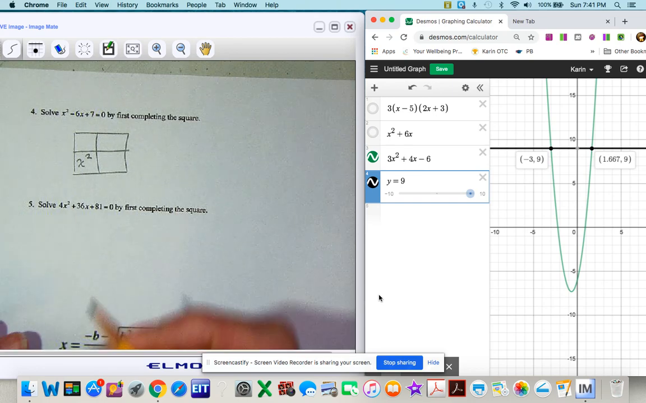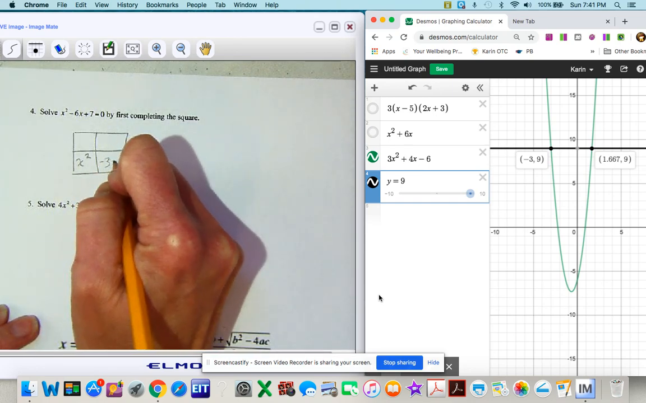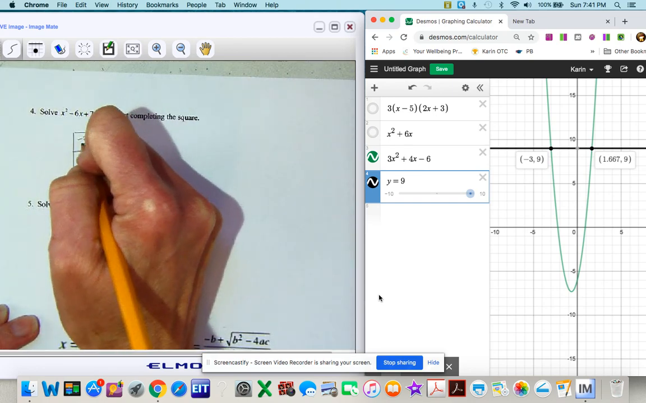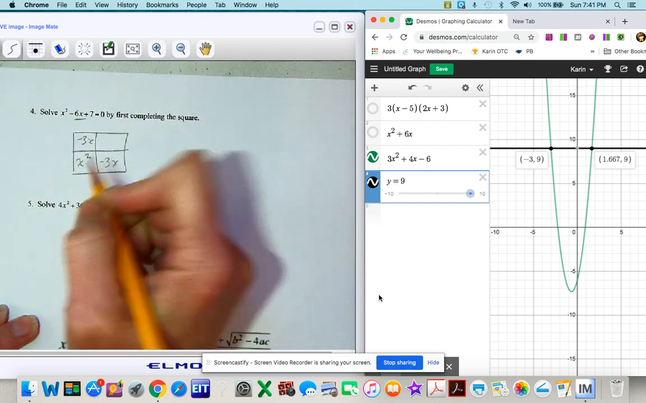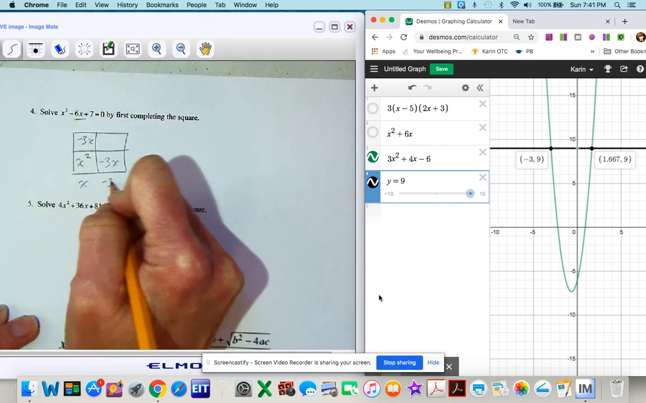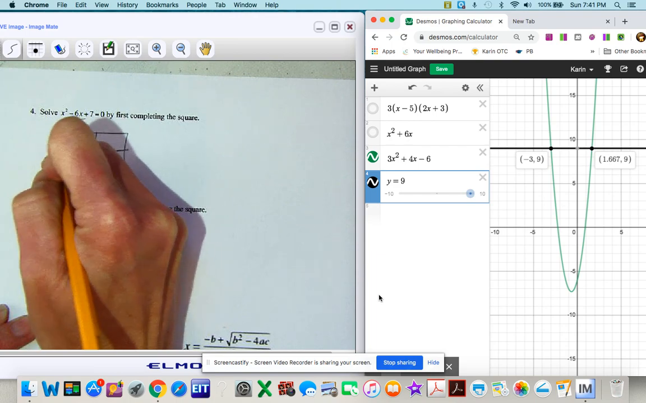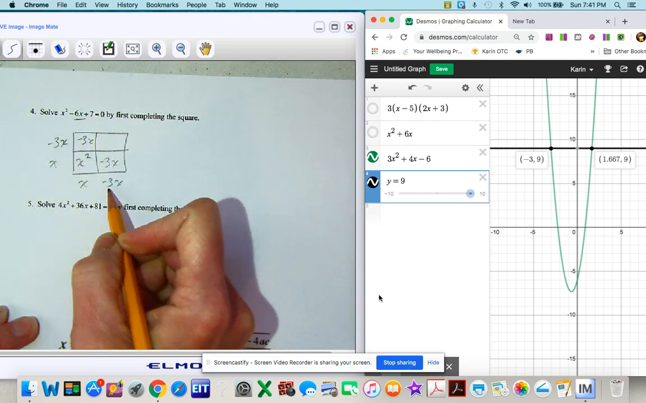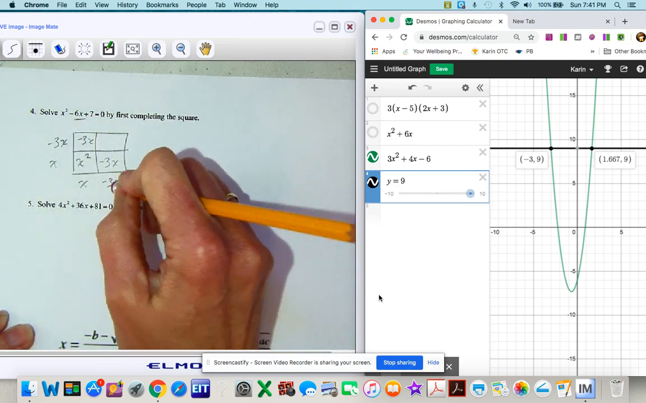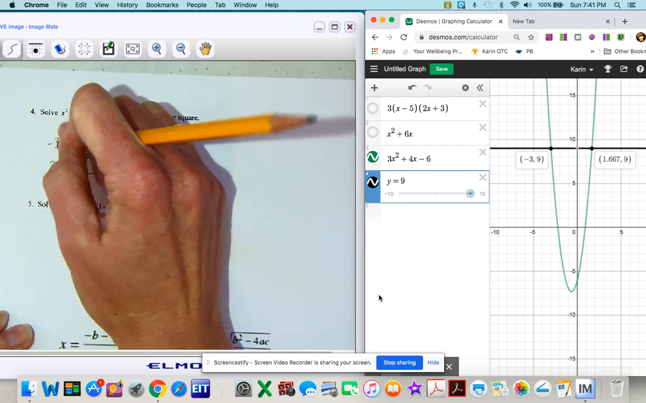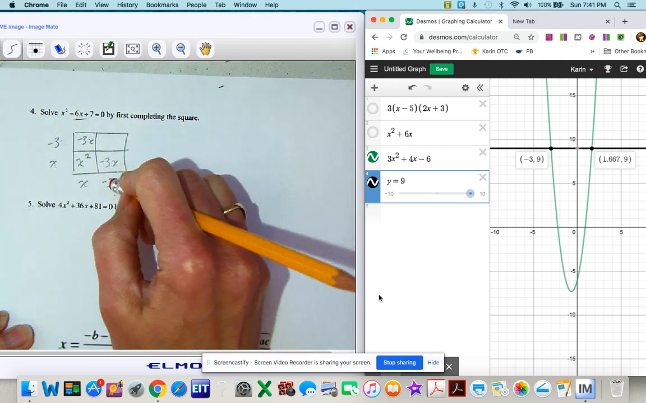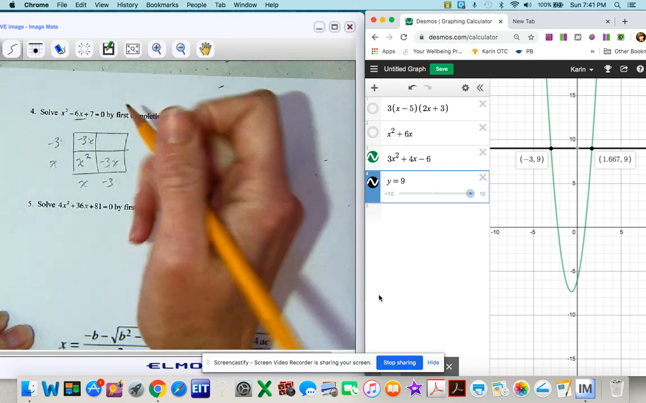Okay, let's see how you did. Did you put minus 3x here? Minus 3x because I split this guy. So I've got x minus 3x, x minus 3x. Oh, sorry, didn't mean to put an x here. Okay, so I get 9 in the corner.